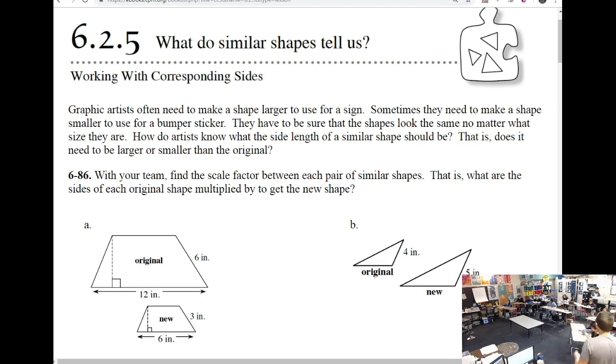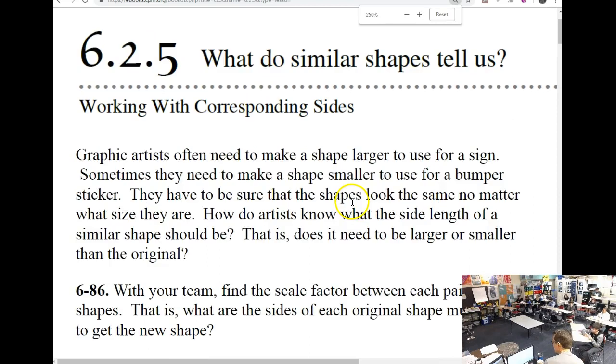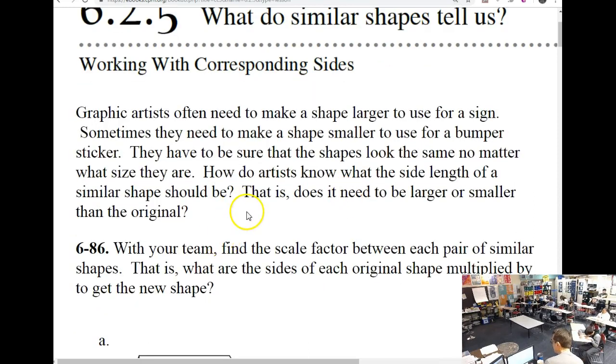Alright, today, I'm thinking that this lesson should be fairly quick. We may even get to dabble into the next one just so we're ahead, and then halfway through tomorrow we might just be done. But we're still working with similar figures. But now we're talking specifically about corresponding sides.